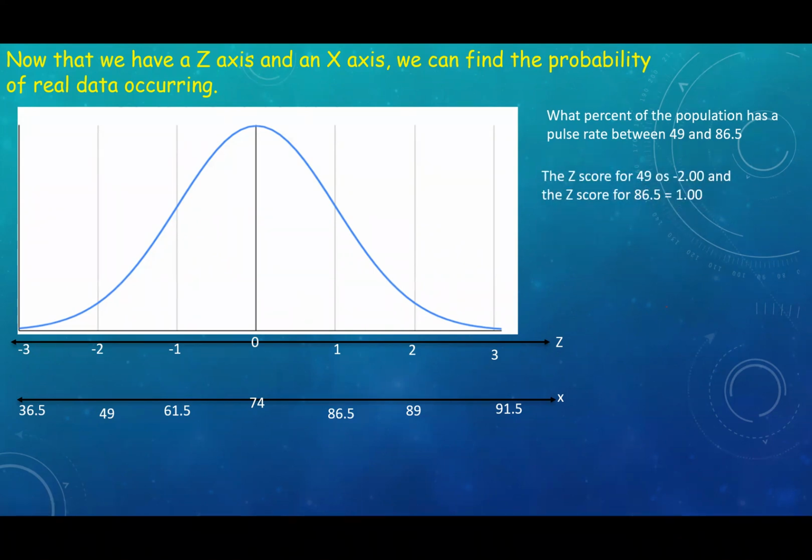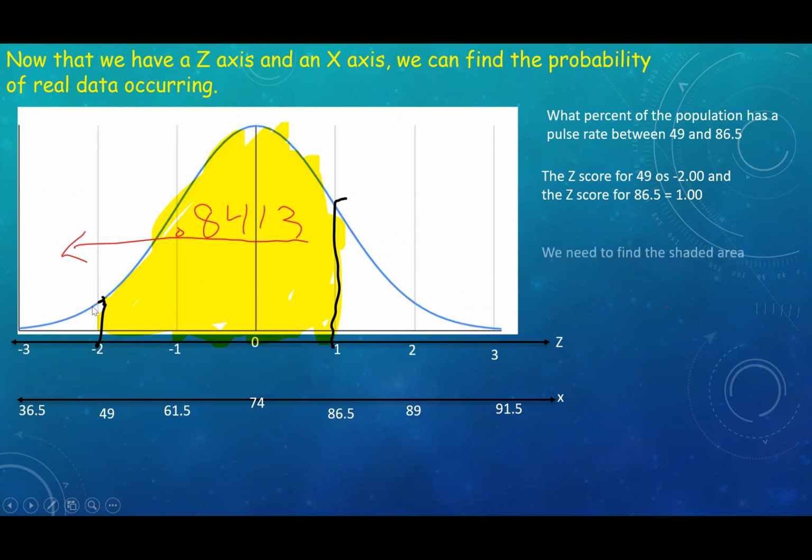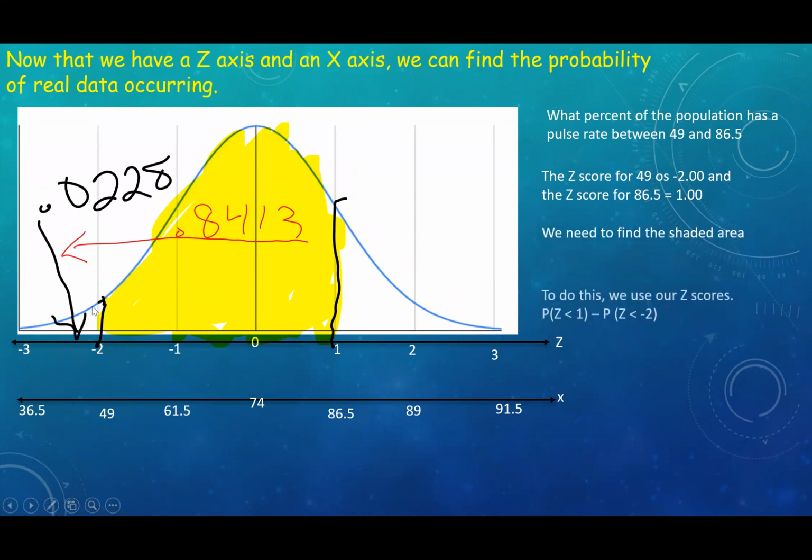between -2 and +1. There's the shading. So we want this area under the curve. We see that it does look like it's more than 50%. So to the left of 1, the probability is 0.8413. To the left of -2, it's 0.0228. So our answer for the shaded area is going to be 0.8413 minus 0.0228.